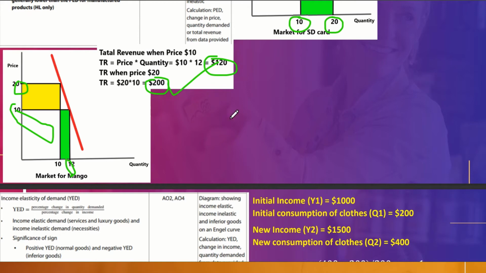So what we can conclude now: in the inelastic case, an increase in price is causing an increase in the total revenue. This is the conclusion. And a decrease in the price is reducing the total revenue. But if it is elastic, the opposite is happening. Elastic means an increase in the price decreases the total revenue, and a decrease in the price increases the total revenue.